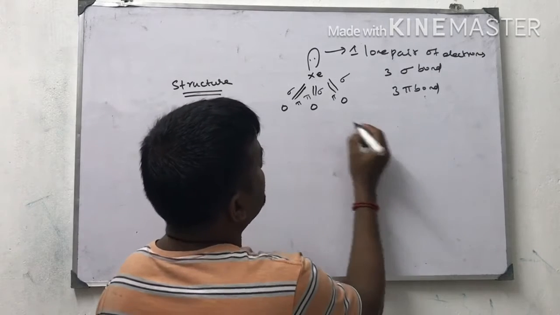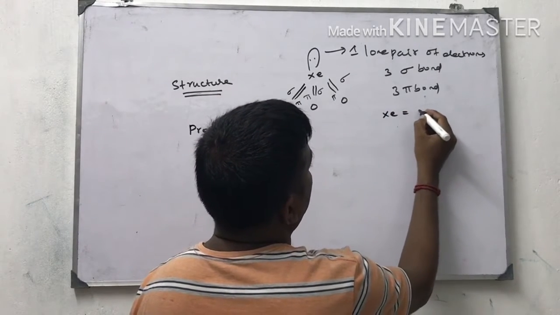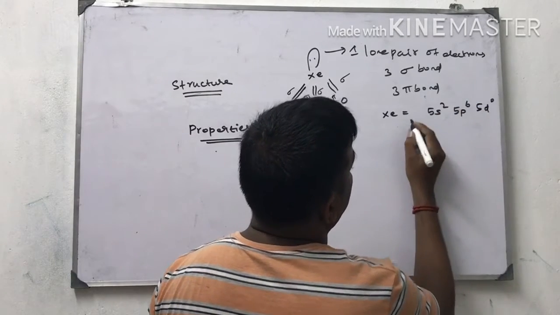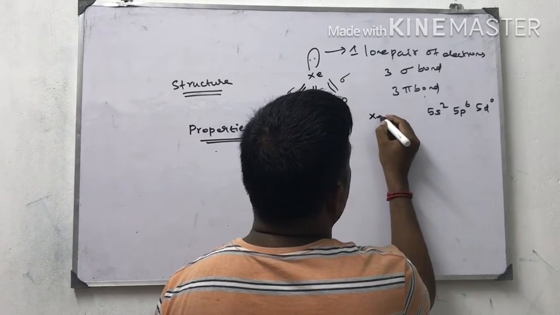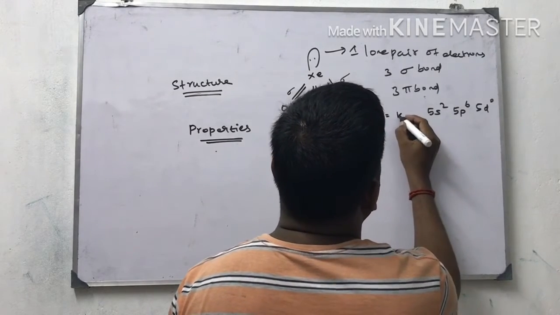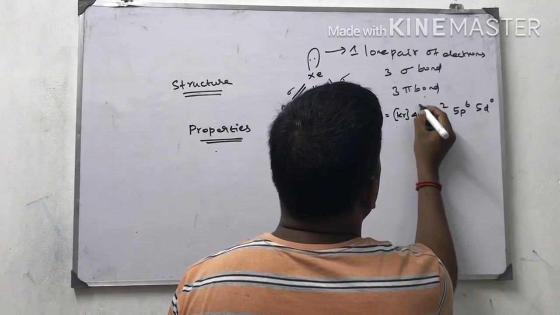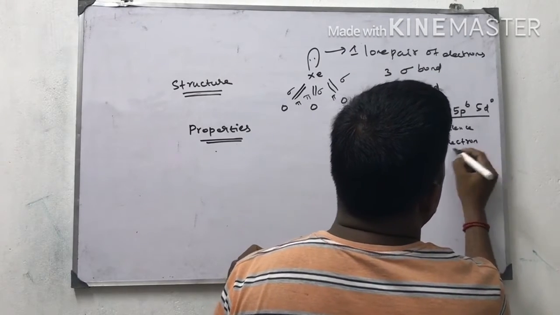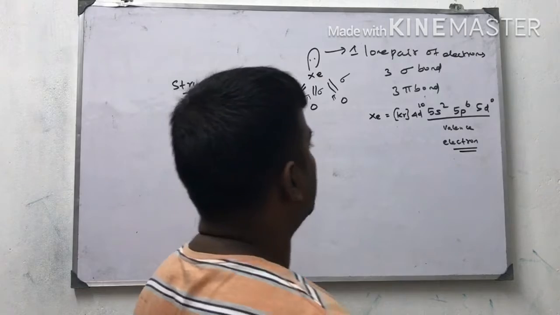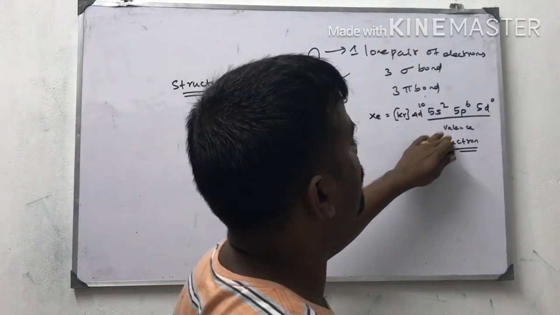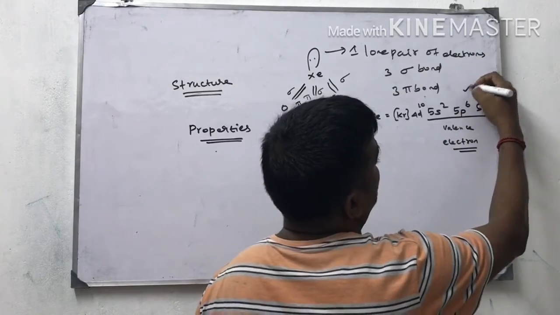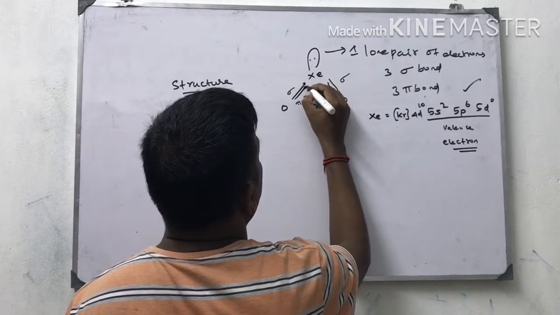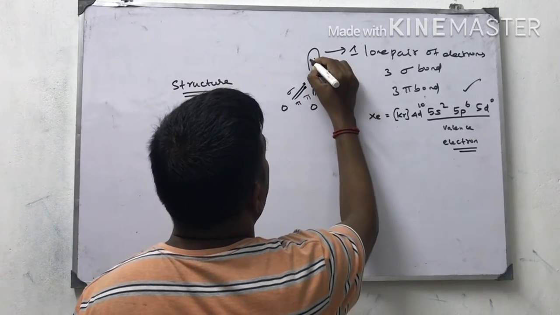In the structure, the xenon atom has 8 valence electrons. We already learned in the electronic configuration part that xenon is krypton 4d10, 5s2, 5p6, 5d0. This 5s2 and 5p6 are the valence electrons. Totally 8 electrons are present: 1, 2, 3, 4, 5, 6, 7, 8.